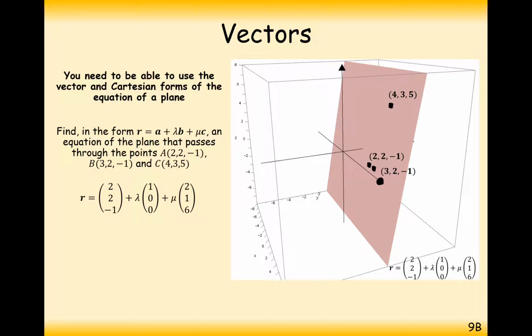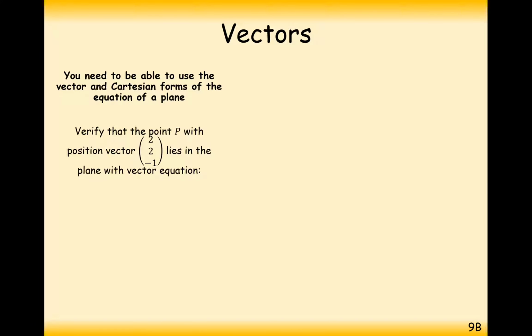And what does this look like? Well, this plane looks like this. So on a graph plotter, we've got this diagram here, and this is what the plane looks like. So it's definitely like a piece of paper being propped up. Yeah, so this is what it looks like. Okay, let's move on to another question now.